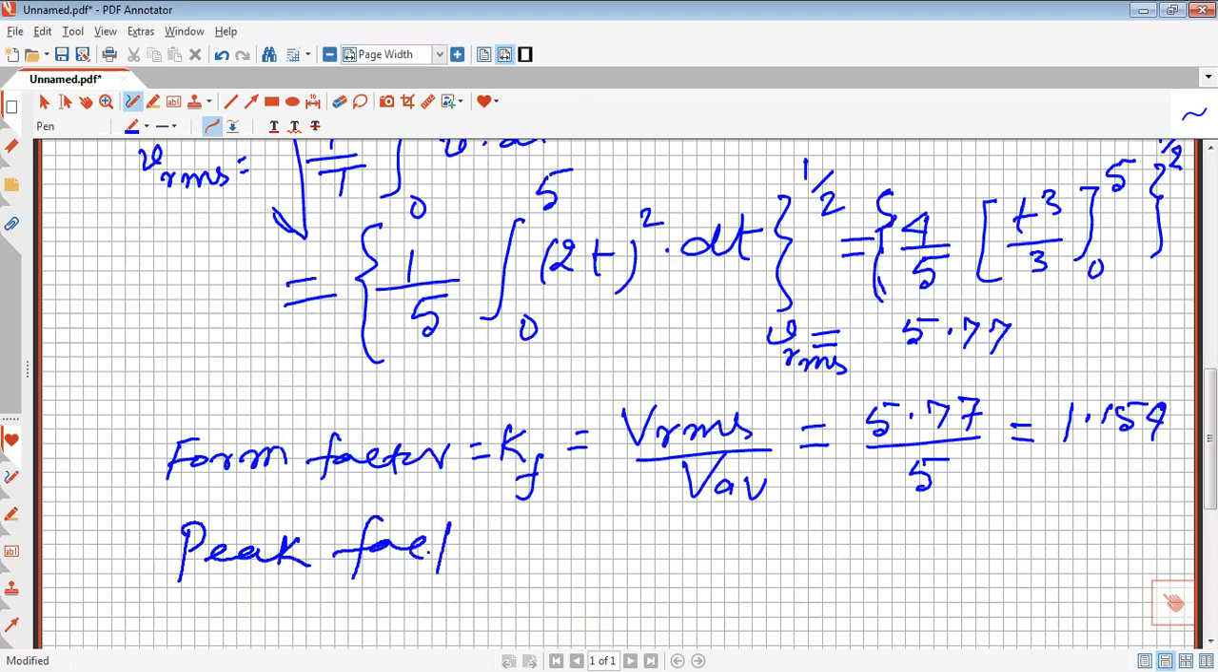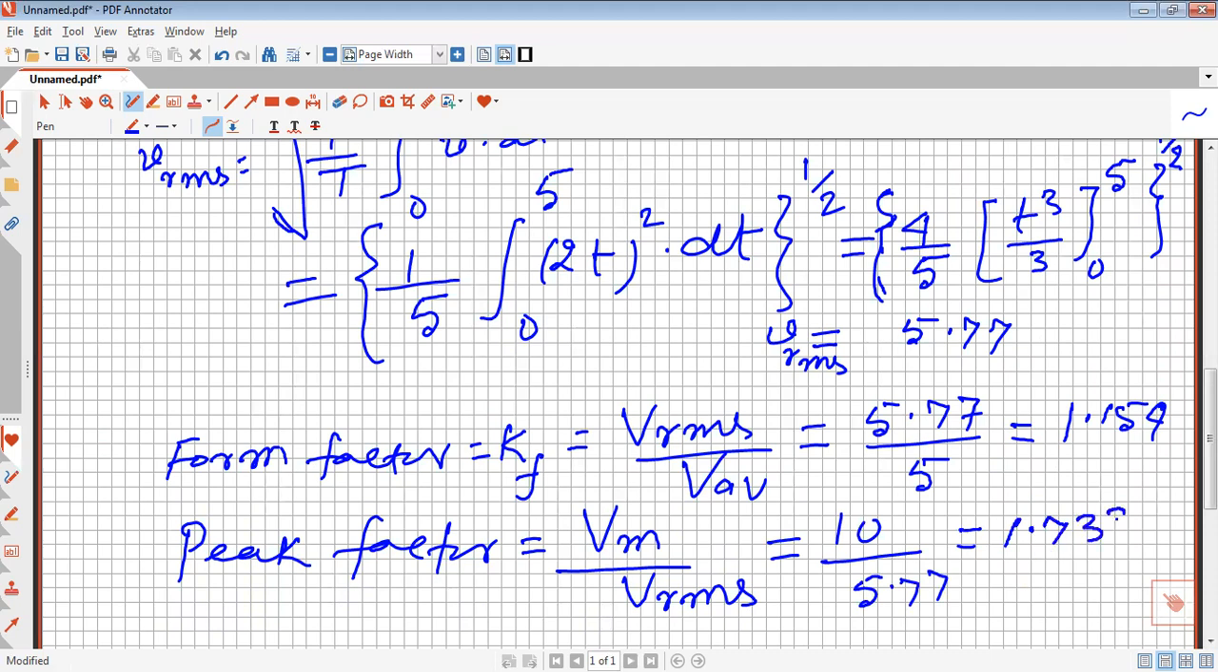Now the peak factor is already defined. Peak factor is equal to the maximum value of the voltage divided by the RMS value. Vm by Vrms. How much is Vm? Vm is 10, given, and Vrms calculated 5.77. So its value comes to 1.733. So this is our peak factor. So this is a very interesting problem.